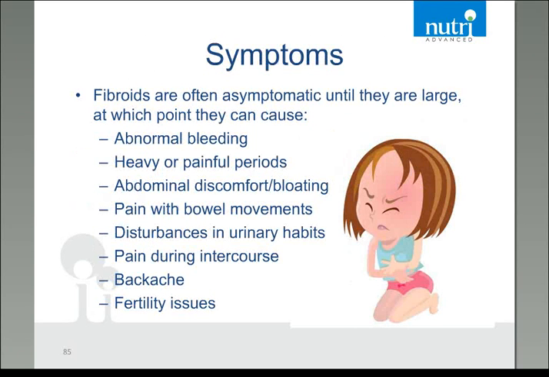So symptoms include: fibroids are often asymptomatic until they're large, at which point they can cause abnormal bleeding, heavy or painful periods, abdominal discomfort and bloating, pain with bowel movements, disturbances in urinary habits. If it's swelling into the urethra, then it's definitely going to cause disturbance, pain during intercourse, backache, and fertility issues.